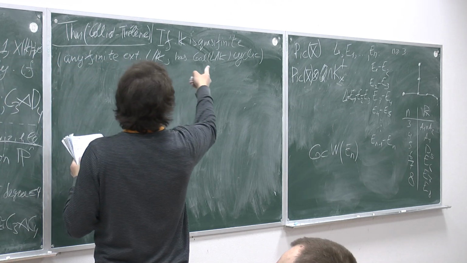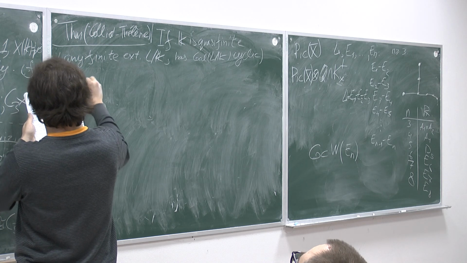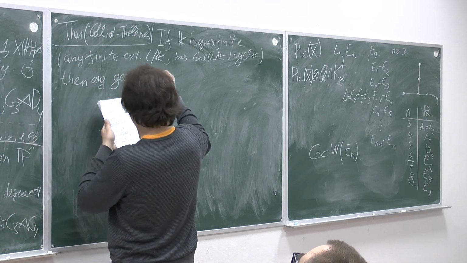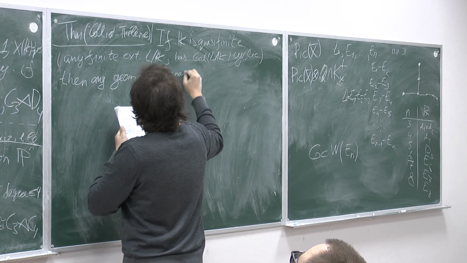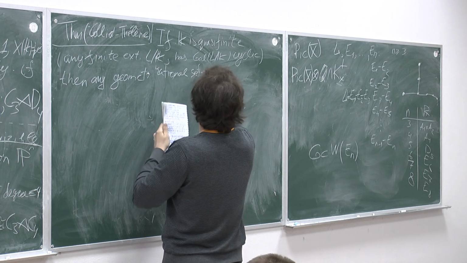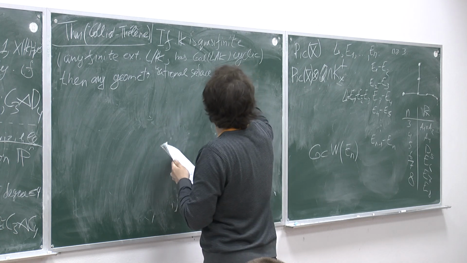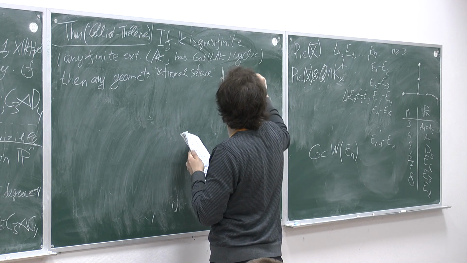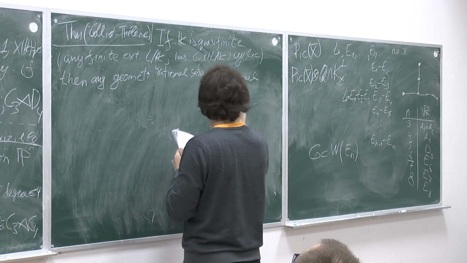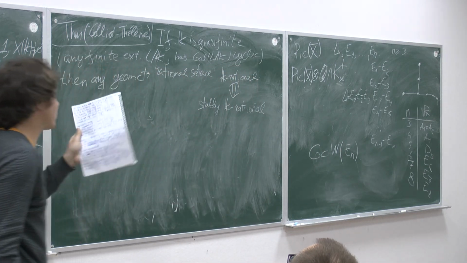Well, so if K is quasi-finite, then any geometrically rational surface is K-rational if and only if it is stably K-rational. So for the quasi-finite field we have implication in both directions. And a stably K-rational surface is K-rational.